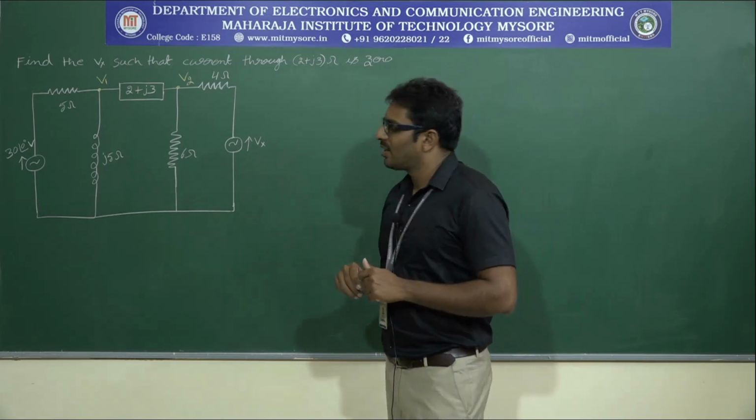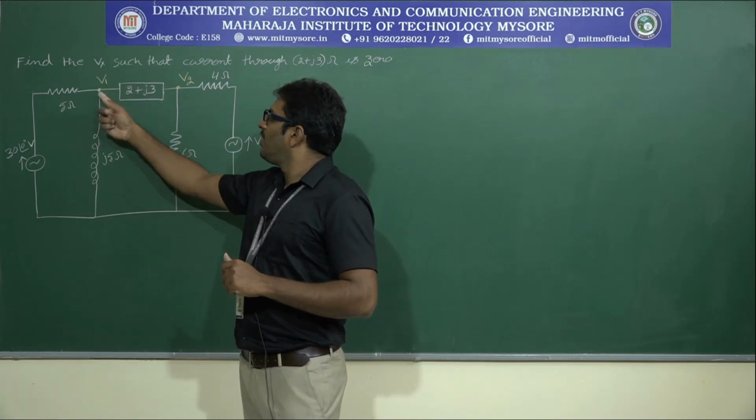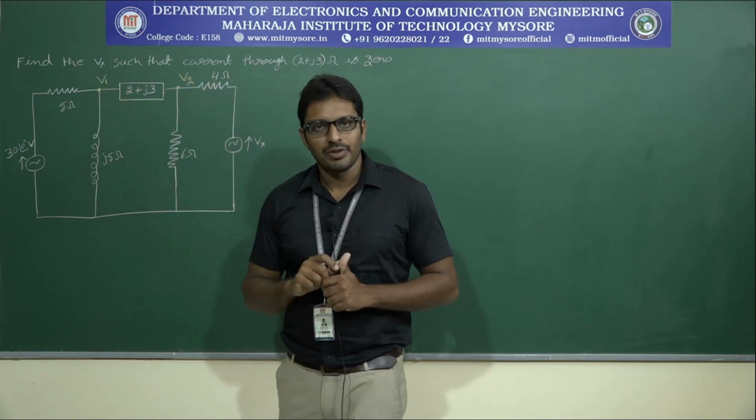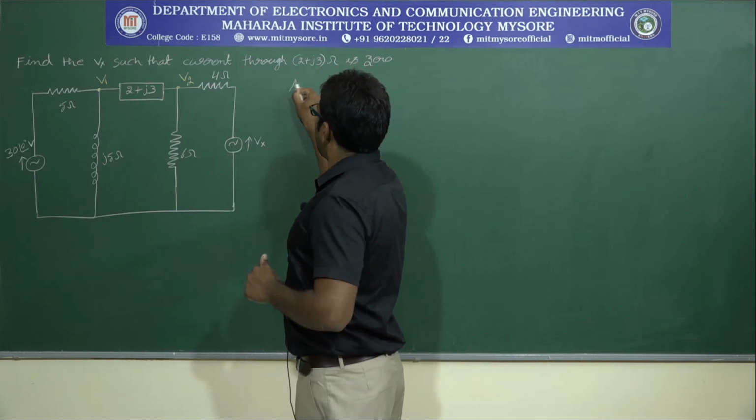So how many nodes are there in the circuit? I already mentioned there are two nodes, V1 and V2. Now apply KCL for node 1.